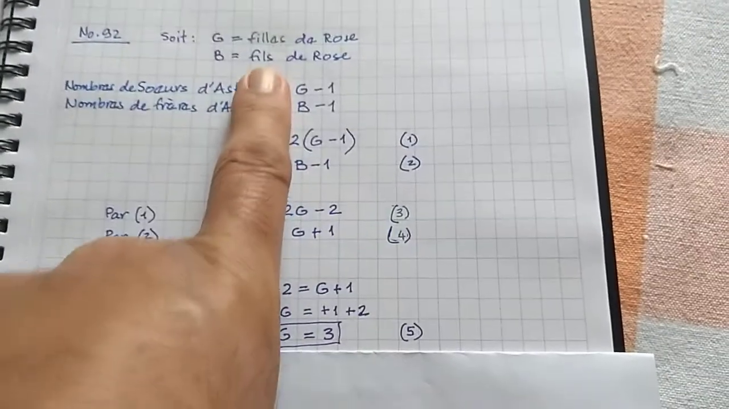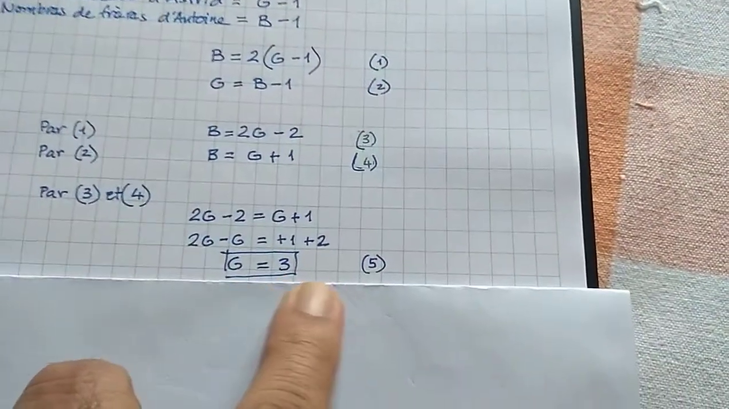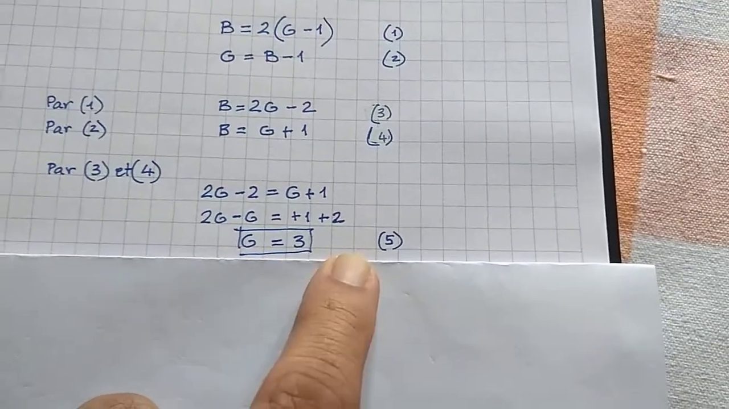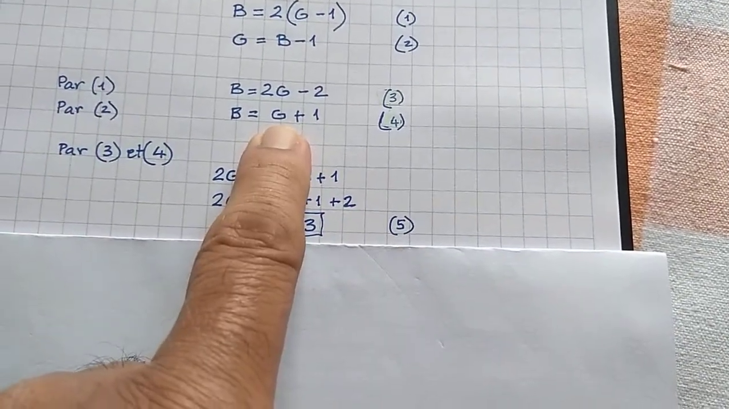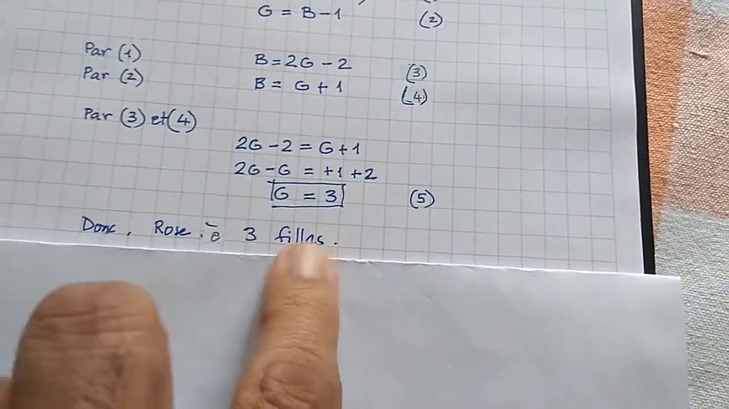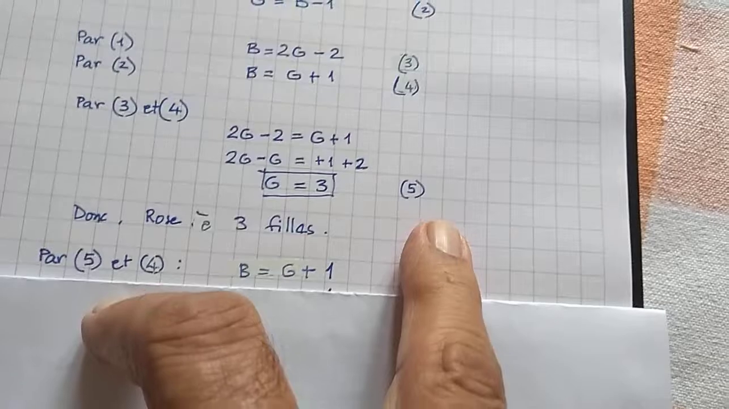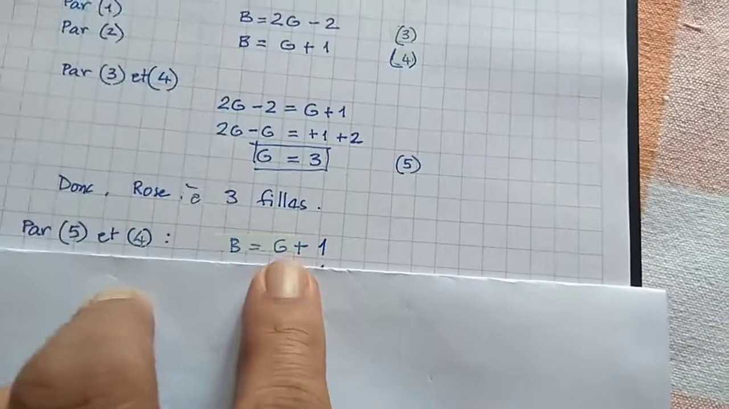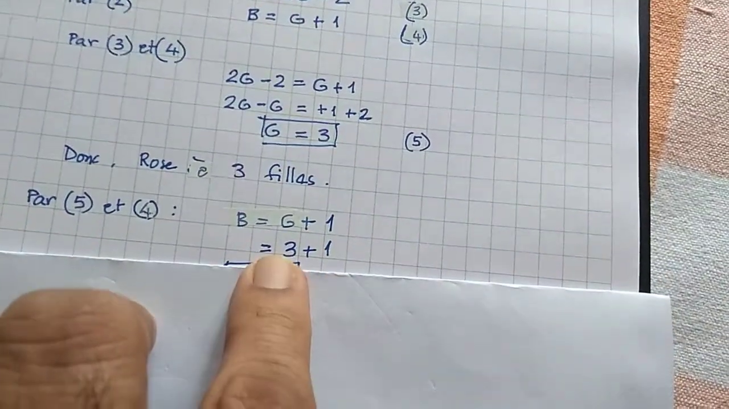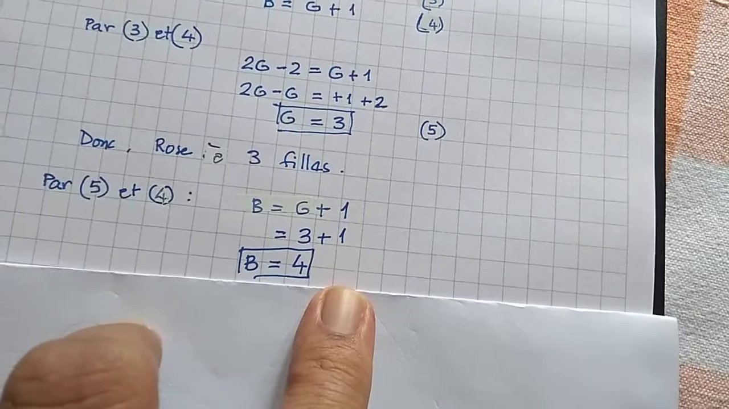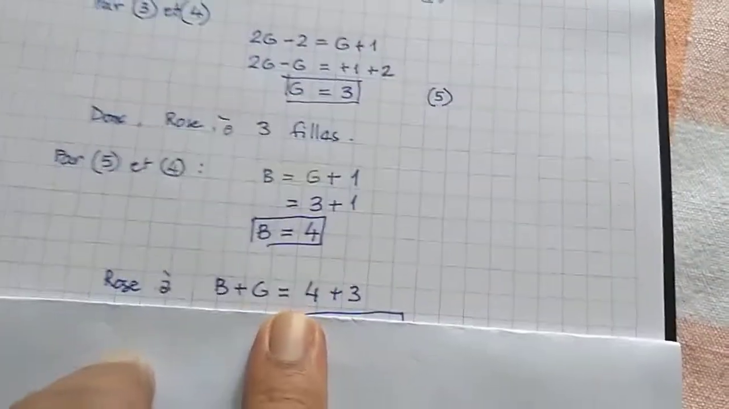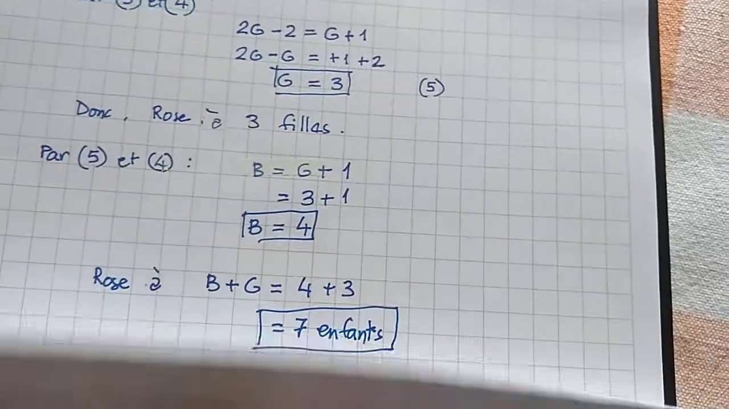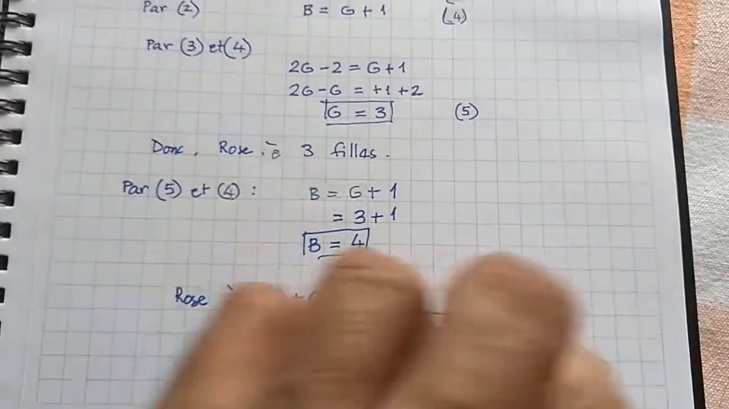This is the number of girls that Rose has, the number of daughters Rose has. But we want to know the total number. Now we know G is equal to 3. We can plug it into this equation. Donc Rose a 3 filles. Par 5 et 4, on dit B est égal à G plus 1, which is, I just copied this fourth equation here. G est égal à 3. I plug that in. I get B est égal à 4. Rose a B plus G est égal à 4 plus 3, 7 enfants. This is the way to solve it with two equations, two unknowns.